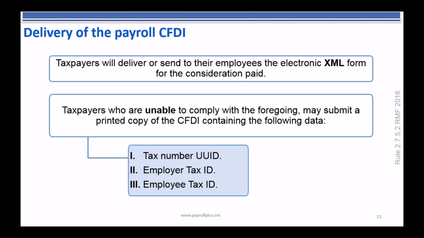Why is the authority giving this type of benefit to taxpayers? Because, as we have mentioned, the XML is an electronic document, and there might be cases in which not everyone has access to an email address or to a USB, so it's not possible to actually deliver the XML file, which is electronic. So they have made this benefit that you can provide the printed form or the PDF version that we just talked about.